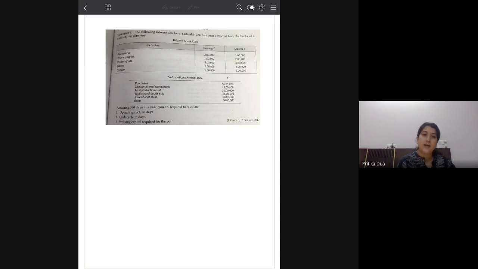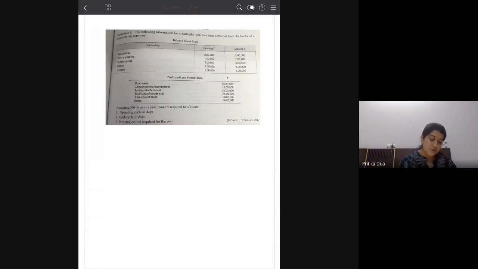Management, and which helps us trace how many days it takes for the firm to get its raw material converted into finished goods, sell them in the market. If there are debtors, collect the debtors. If you have creditors, then make the payment. So for the entire process, how many days are required? That was what we calculated as the operating cycle of the firm.